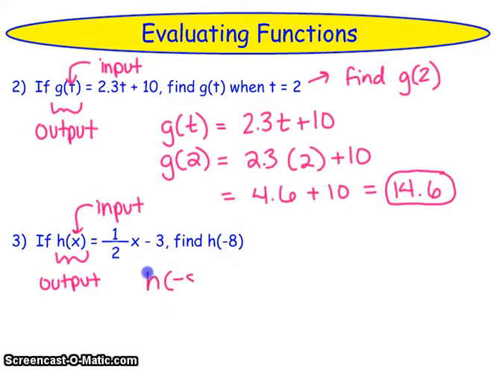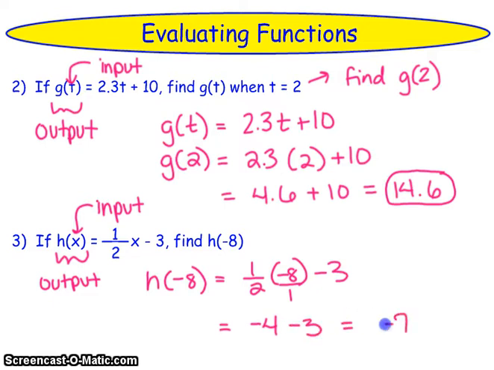So h of negative 8 is going to be a half times negative 8 minus 3. If we multiply, I'll put negative 8 over 1. That's negative 8 over 2. A half times negative 8 gives me negative 4. That's all minus 3. So negative 4 minus 3 is negative 7, which gives me my answer.